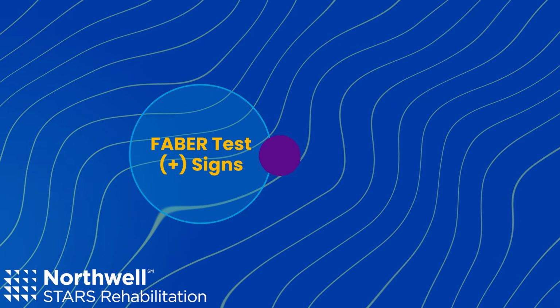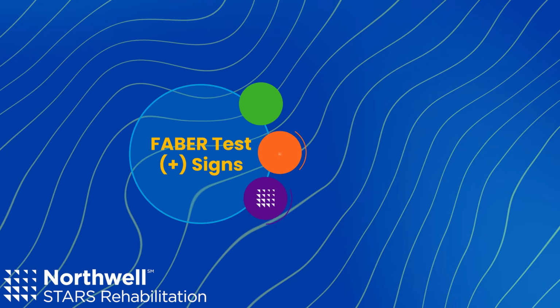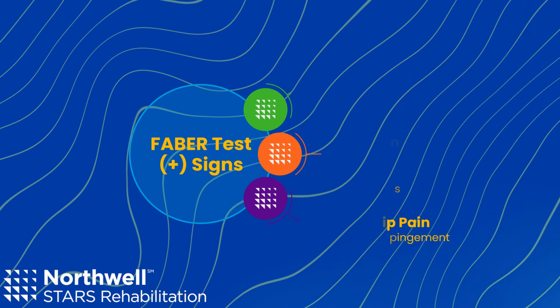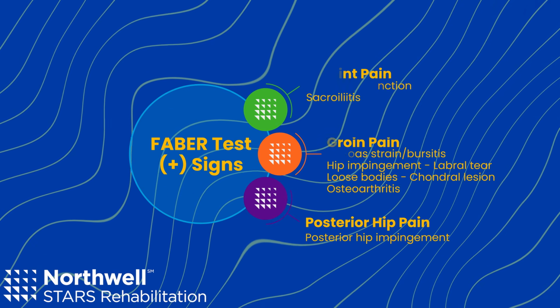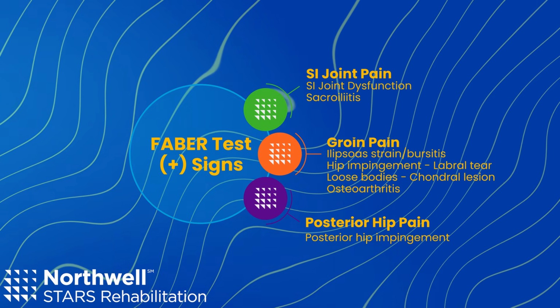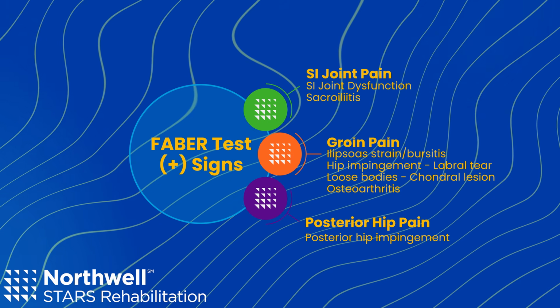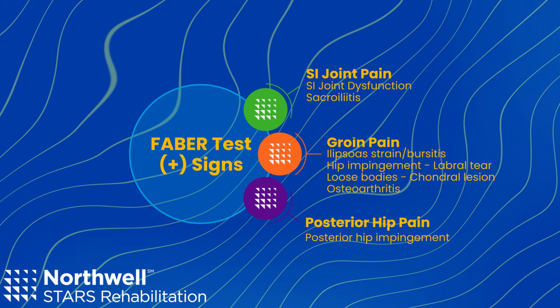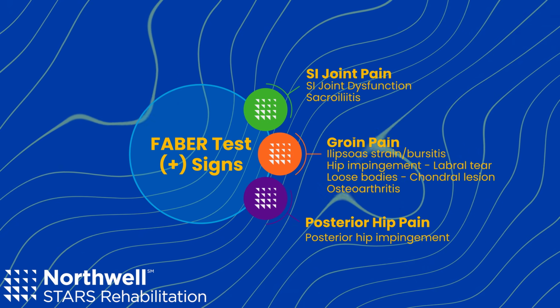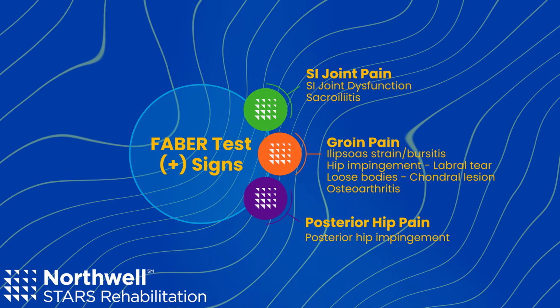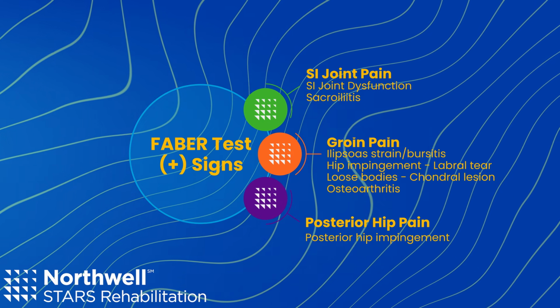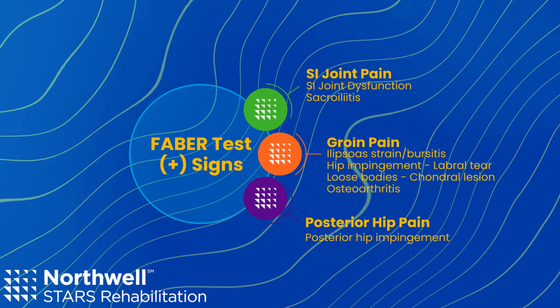This test can be used to indicate a number of conditions and injuries. Pain can be felt in multiple places. Pain felt at the SI joint could be SI joint dysfunction or sacroiliitis. Pain felt in the groin could be iliopsoas strain or bursitis, hip impingement, labral tear, loose bodies, chondral lesion, or osteoarthritis. Pain felt in the posterior hip could be posterior hip impingement.